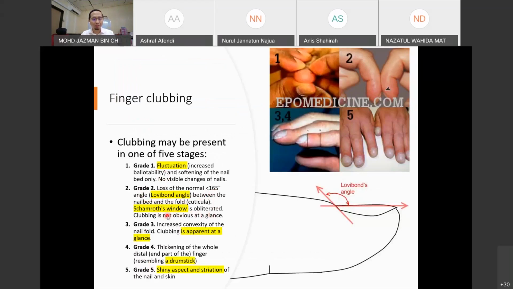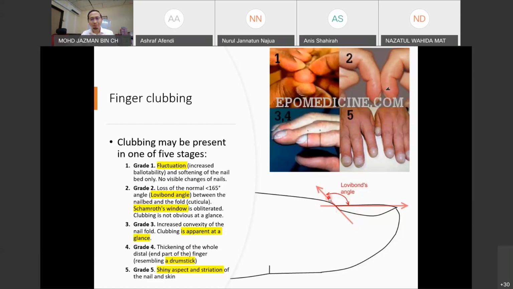Normally you will have a Shamroth window. How you get the Shamroth window is like this, shown in this picture. Number 2, you oppose the dorsal part of the finger, so you will see a gap between these two fingers. So this is called the Shamroth window. As you can see here, the Shamroth window is obliterated. On top of that, the nail also appears clubbed because of the loss of the Lovibond angle.